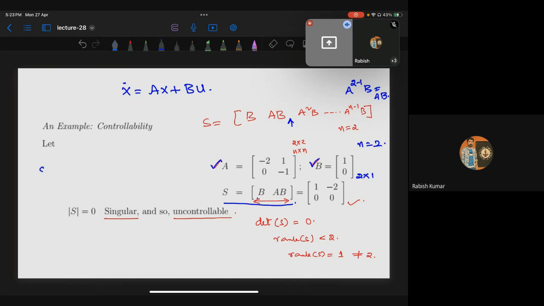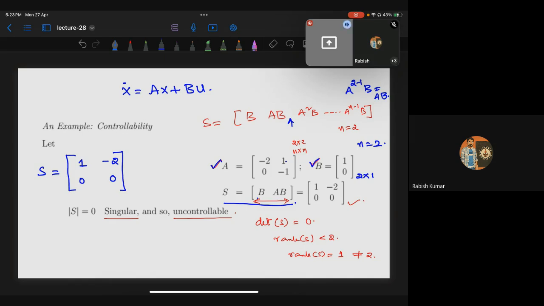So S equals, first you write B. What is B? 1, 0. Then AB, which is A multiplied by B. So minus 2 multiplied by 1 plus 1 multiplied by 0, that will be minus 2. Then 0 multiplied by 1 minus 1 multiplied by 0 is 0. This is my S matrix.